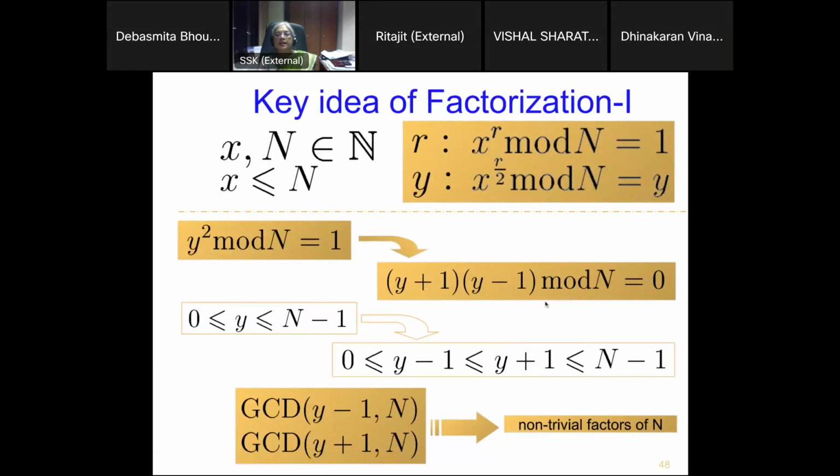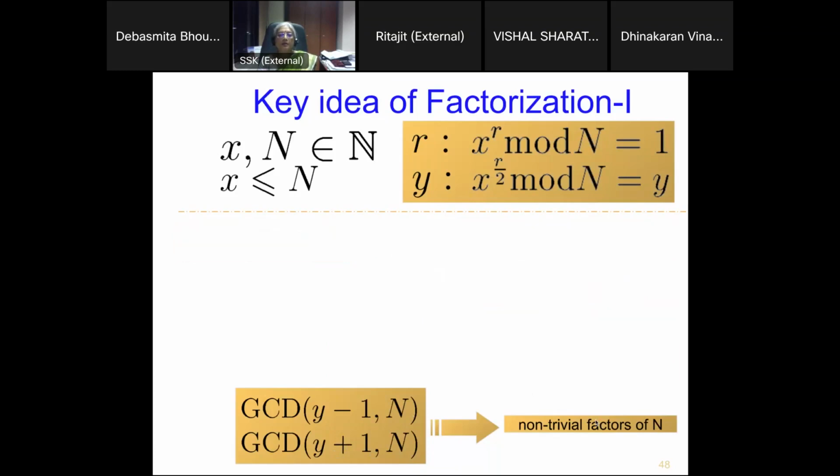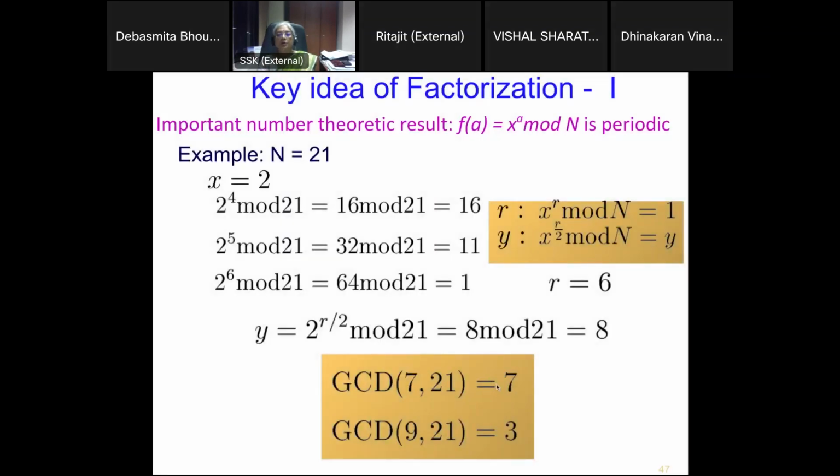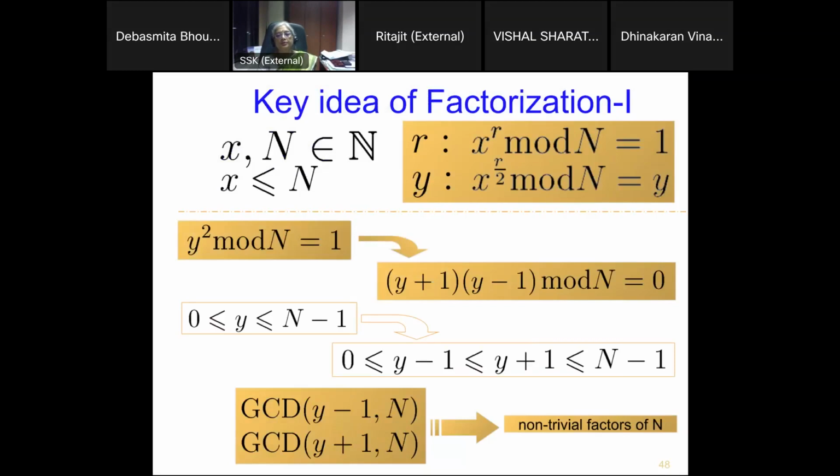Now what does this mean? That means that this capital N divides or shares some factors with y plus 1 and y minus 1. That is why it cancels out and we get a 0. So if I take the GCD of y minus 1 with n and y plus 1 with n, I should get the non-trivial factors of n. That is why this worked. So this is not magic, this is number theory, and pretty simple number theory.